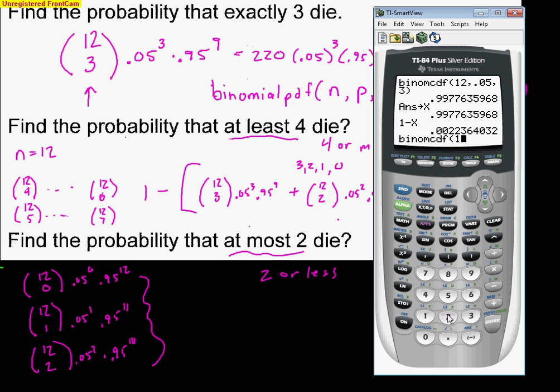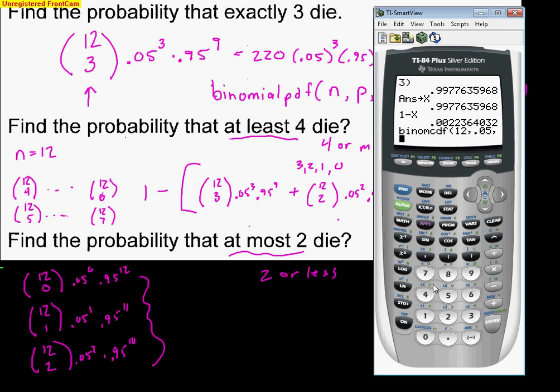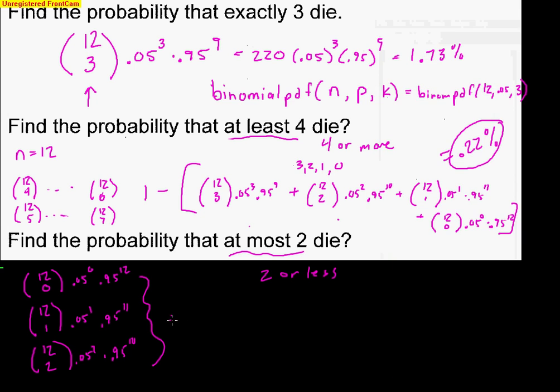I have 12 trials. Success is 0.05. And I'm going to plug in a 2 here, because once again, Binomial CDF will do the number you tell it, 2 or less, meaning 2 or 1 or none. That's exactly what I want, because that's what at most 2 means. So I'll get my answer right away. I don't have to subtract here, because this is what I'm looking for. And I get 98.04%.